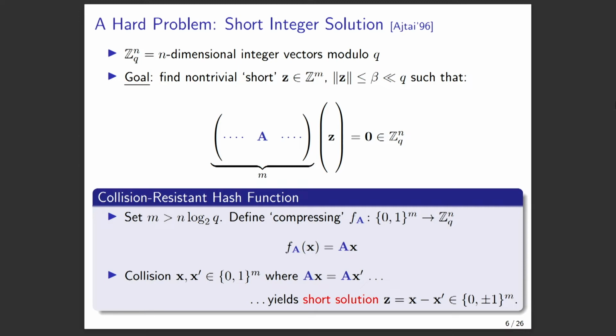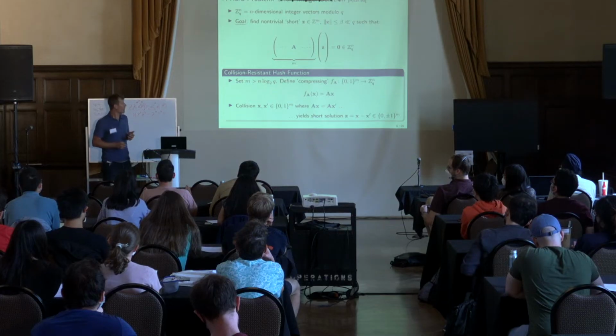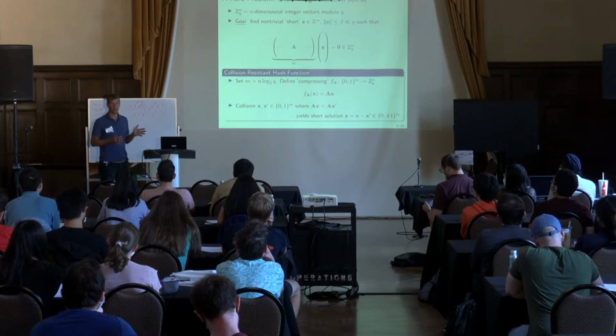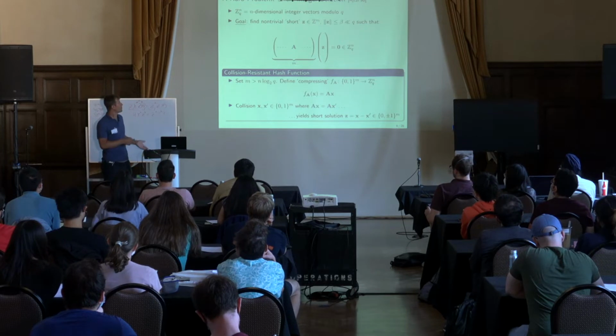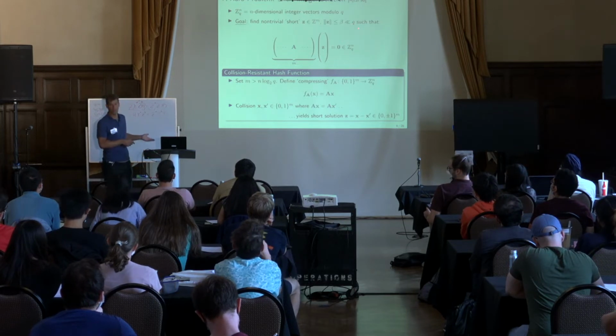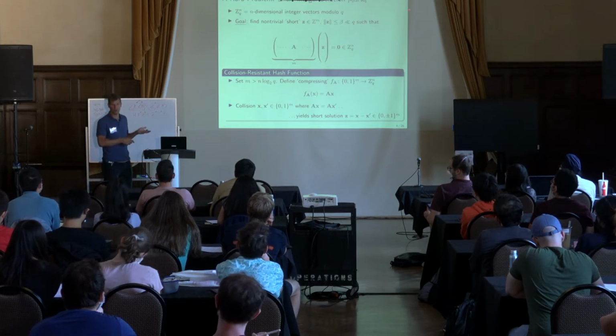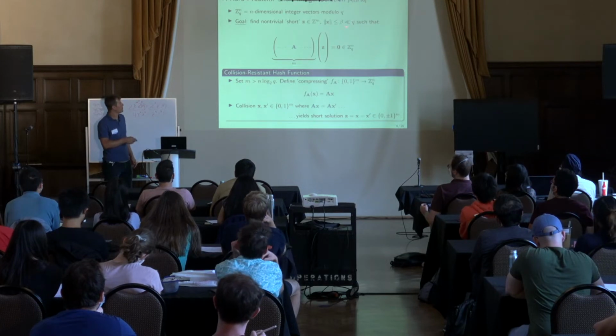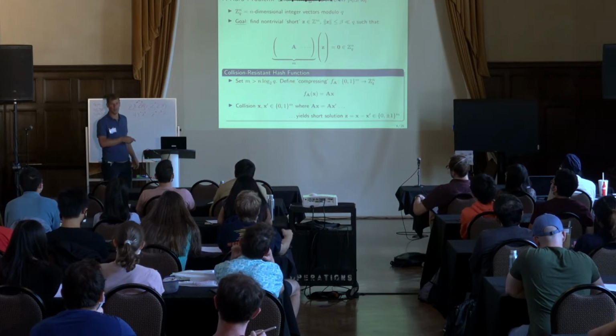Yes? Is Q supposedly very large then? You don't have to take it to be very large. For example, it would suffice to take something like m squared, right? We just need a polynomial gap here.